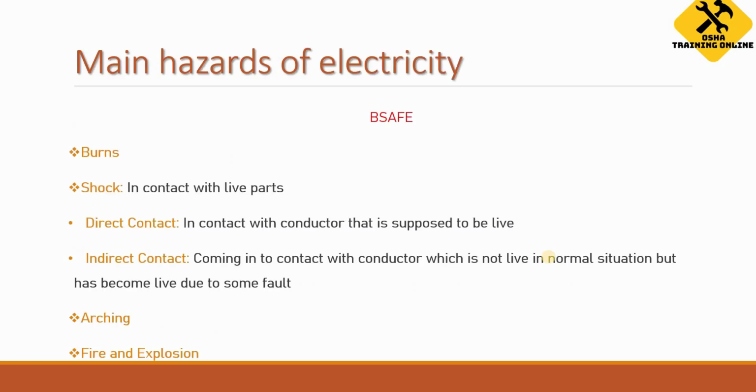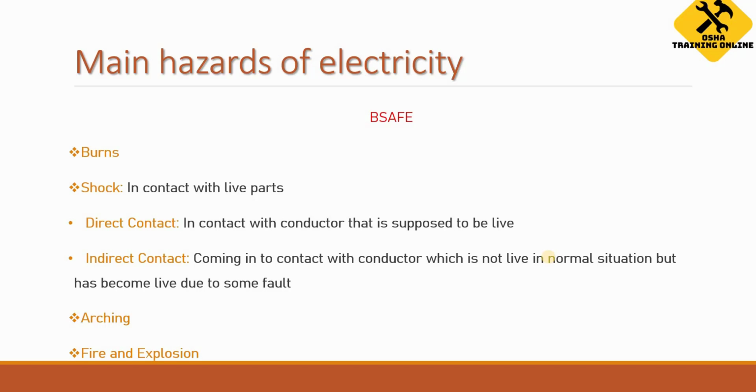Now, what are some of the main hazards of electricity? What hazards are involved with electricity? So remember, BE SAFE. B means burns. Electricity can burn you. Shock, you can come in contact with live parts. The shock can be direct and indirect as well. When there is a live conductor, a wire, etc., and you come in contact with it, it means that it is a direct shock. And next is indirect contact, coming in contact with a conductor which is not live in the normal situation but becomes live due to some fault in electricity. Both of them are dangerous and produce electric shock.